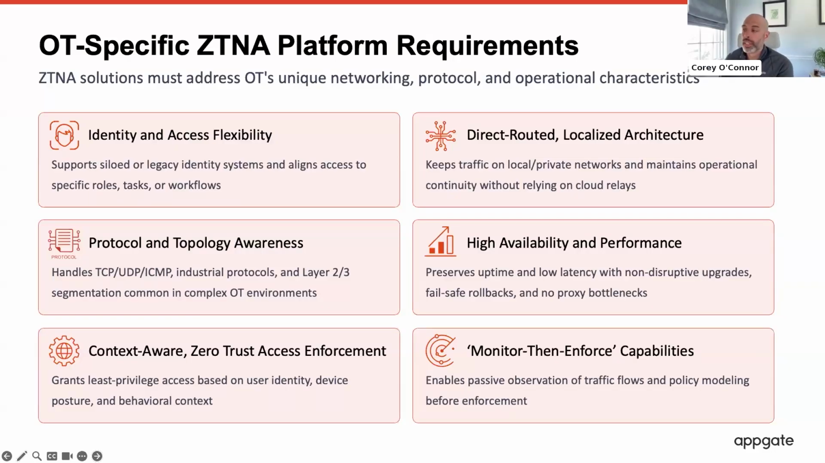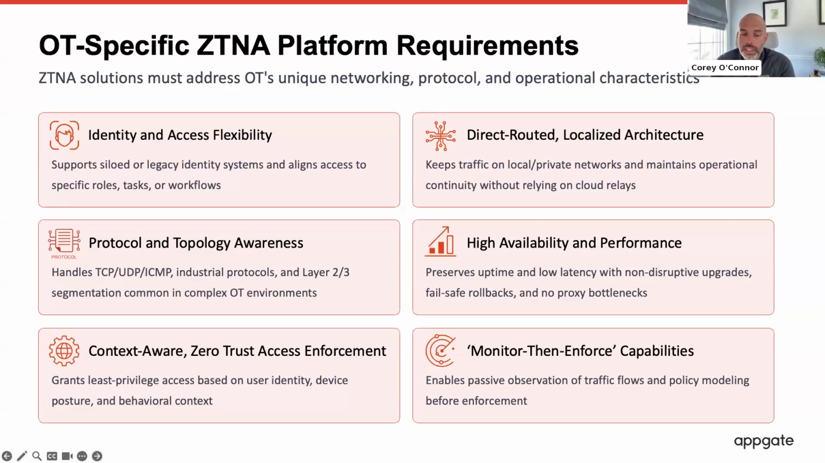The fourth one is high availability and performance. Again, this is critical when we talk about OT and critical infrastructure. If you're running a plant or an energy grid, you can't afford downtime for security updates. You've got to look for platforms that offer minimal disruption or non-disruptive upgrades and avoid introducing latency, right? Performance is also critical here.